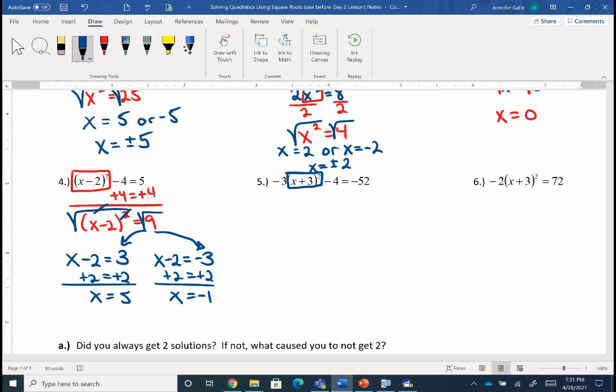I need to undo the addition and subtraction piece first. So in this case, undo the subtraction by adding. Everything else stays the same. Nothing else has changed yet.